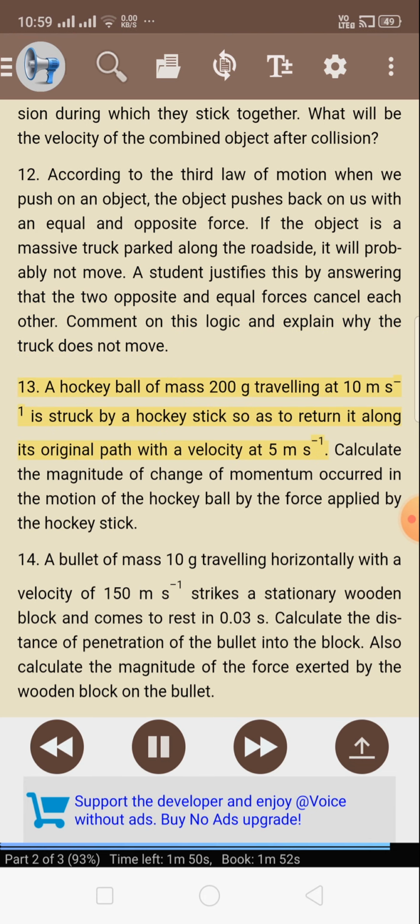13. A hockey ball of mass 200 grams traveling at 10 meters per second is struck by a hockey stick so as to return it along its original path with a velocity of 5 meters per second. Calculate the magnitude of change of momentum occurred in the motion of the hockey ball by the force applied by the hockey stick. 14. A bullet of mass 10 grams traveling horizontally with a velocity of 150 meters per second strikes a stationary wooden block and comes to rest in 0.03 s. Calculate the distance of penetration of the bullet into the block. Also calculate the magnitude of the force exerted by the wooden block on the bullet.